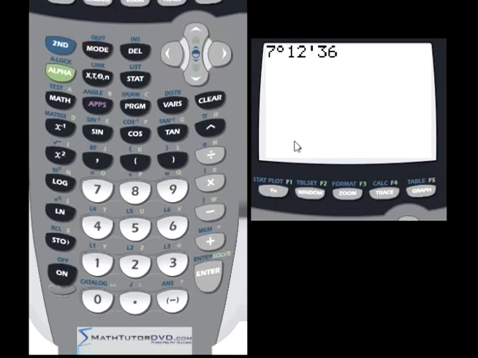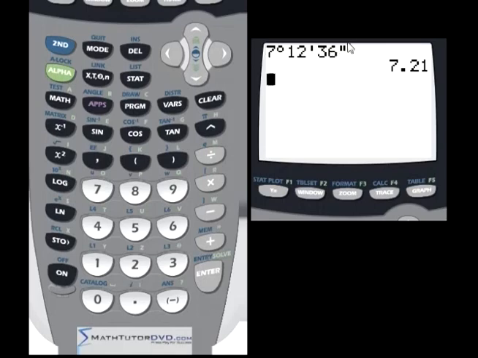In order to get seconds, it's right here on your calculator in green. Alpha plus sign is going to put the double prime. So the way you read this is 7 degrees, 12 minutes, 36 seconds. You hit enter, and since we're in degrees, it's just going to convert that to 7.21 degrees. So you see what I'm saying?